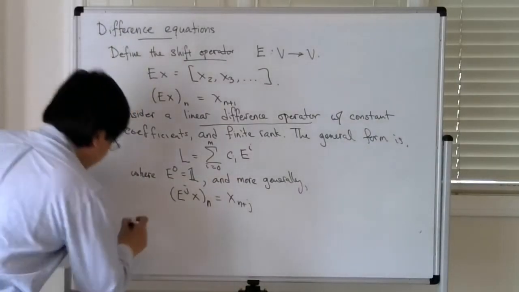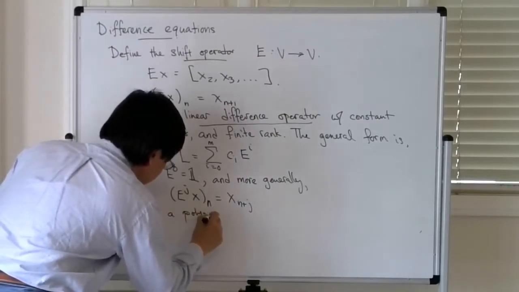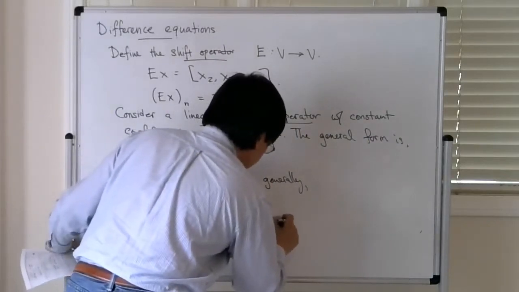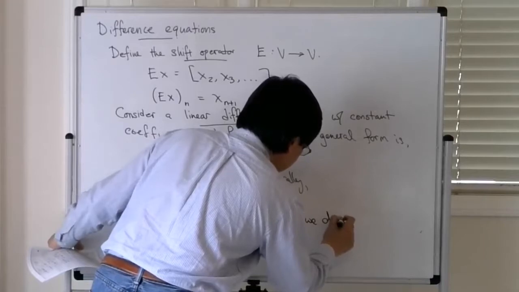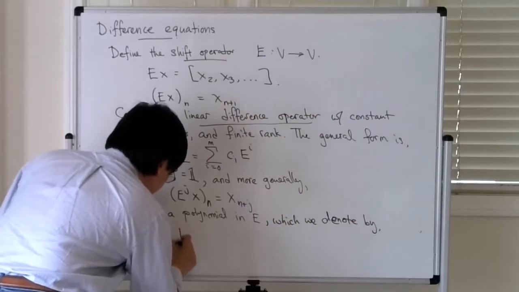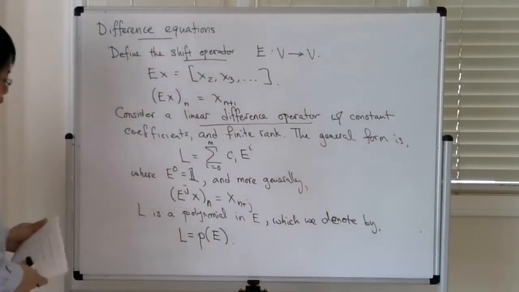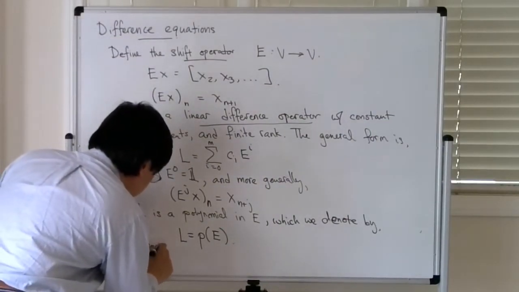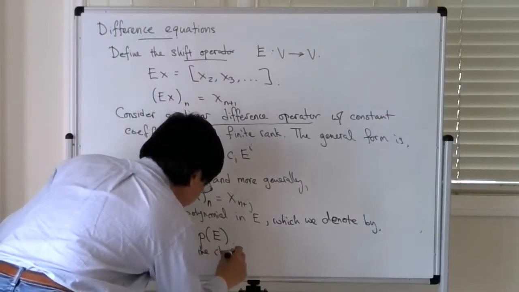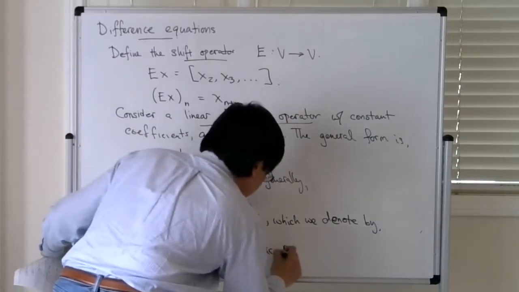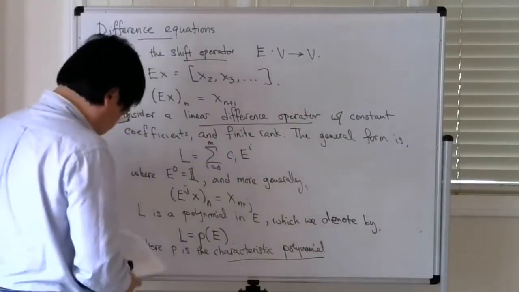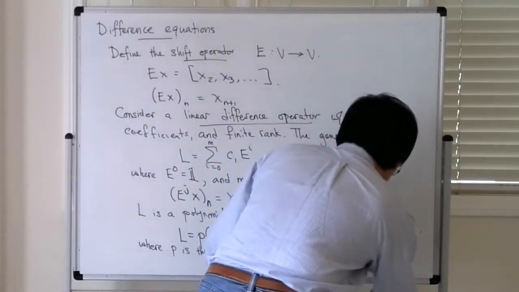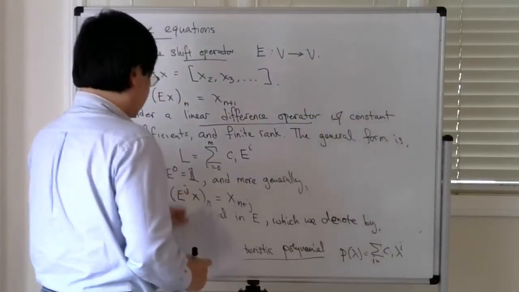Okay. So L is a polynomial in the shift operator E, which we denote by L equals P of E, where P is the characteristic polynomial. It's given by P of lambda equal to the sum of Ci lambda to the i, with i going from 0 to m.